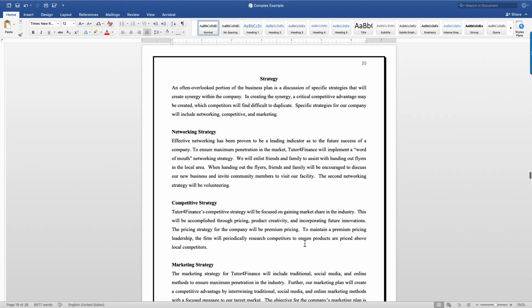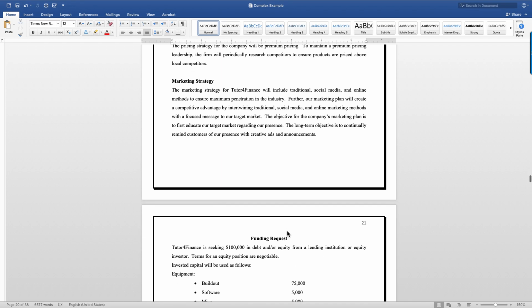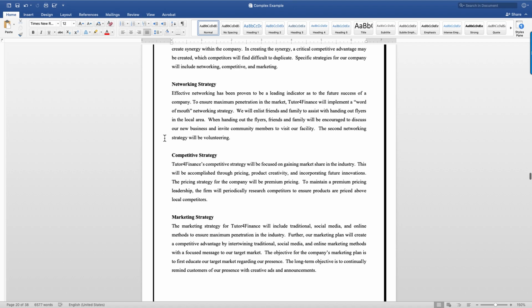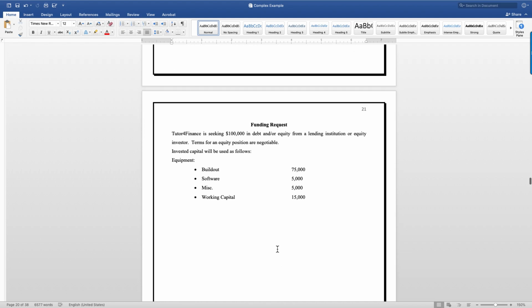Strategies, I do also go into strategies, and there are some basic strategies that if you employ them, your chances of success are going to increase. And these are pretty much the same for most companies. Your networking strategy, your competitive strategy, your marketing strategy. And so again, I start with the template and I modify this information to best suit your company's needs. A funding request, this is pretty much straightforward. How much money you're looking for, and where's the money going to be spent.